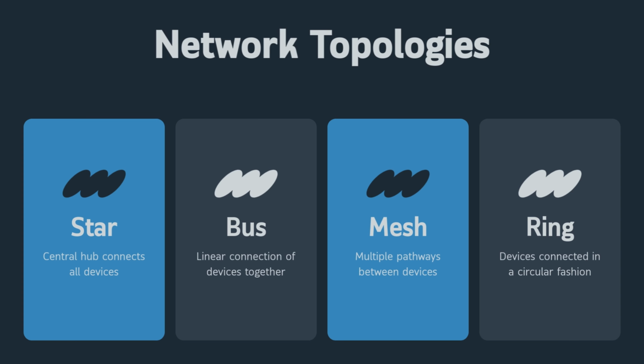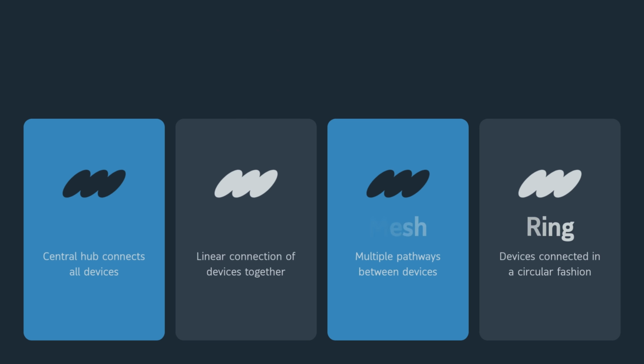And bus, this is a linear connection. The devices connect to a linear bus. And mesh, multiple pathways between devices, and ring, devices connected in a circular fashion. The star topology is the most common that people use. Bus is older. When you need a reliable topology, then we will use the mesh.